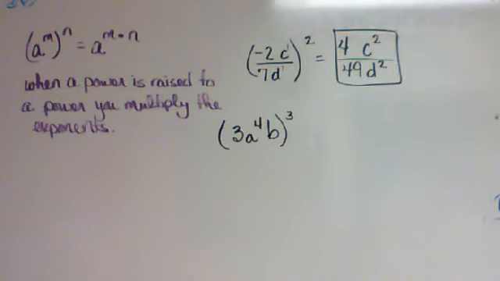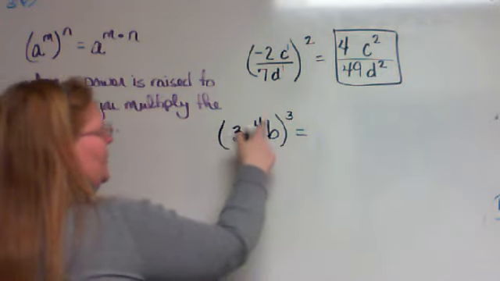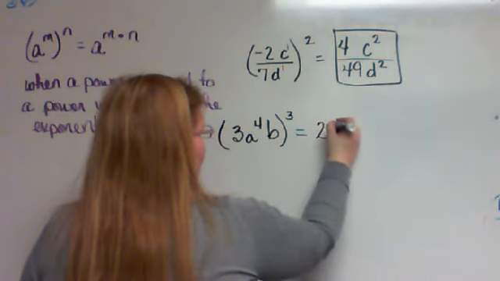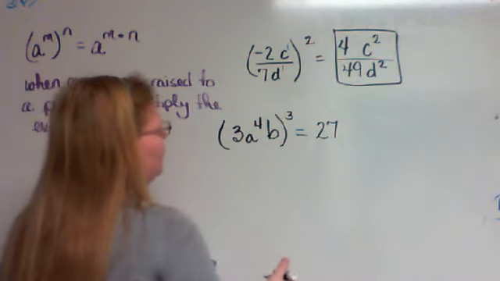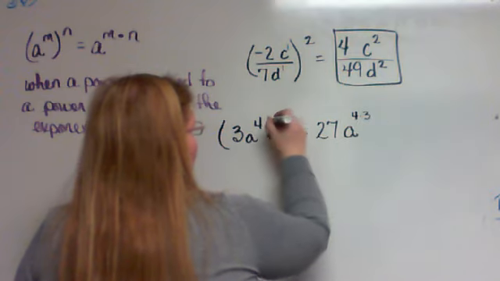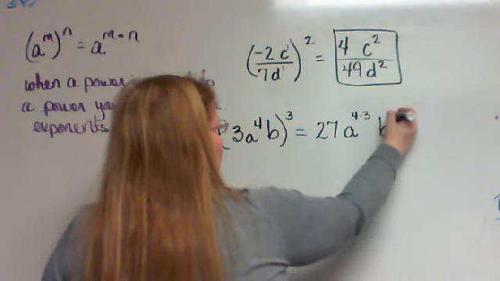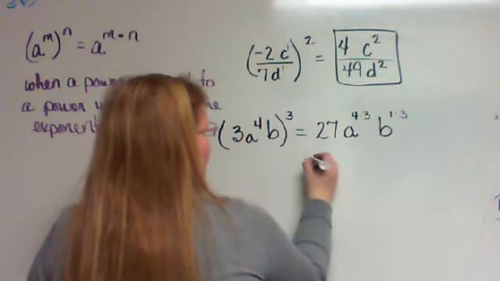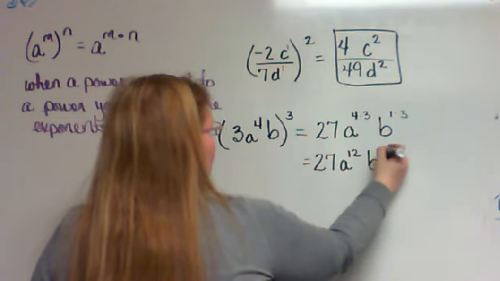Take a couple of seconds and see if you can do that one by yourself. Okay. 3 raised to the third power is 27, because 3 times 3 is 9 times 3 is 27. Then a to the 4 times 3, because I get to multiply my exponents. And then b to the 1 times 3. So that's going to give me 27, a to the 12th, b to the 3rd.